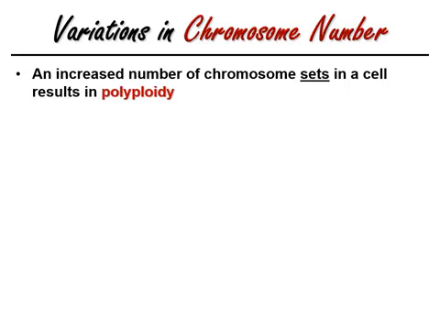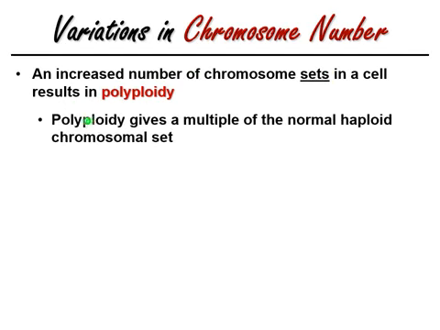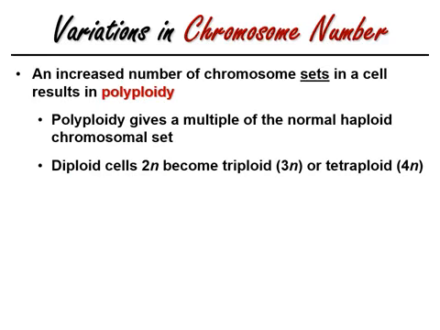All right, so that covers aneuploidies. Let's look at polyploidies. An increased number of chromosome sets in a cell results in polyploidy. Polyploidy gives a multiple of the normal haploid chromosomal set. So we're not going to say 2n plus n or 2n plus 2n. We're just going to change the coefficient, the integer in front of the n. Diploid cells are 2n. If you picked up an extra set of chromosomes, you'd be triploid, 3n, tetraploid, 4n.